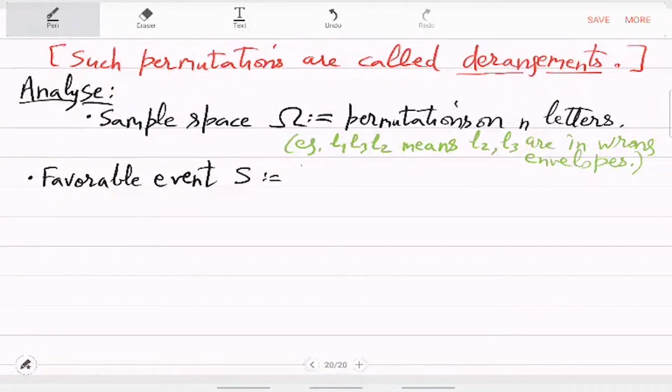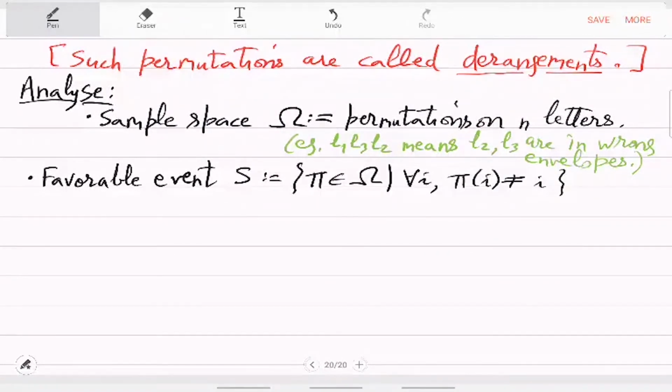Okay, next is events. So, events are just subsets of omega, and you are interested in the favorable event S, which are permutations pi where everything is wrong. So, for all i, pi(i) is not equal to i, right? Pi is a derangement. These are your favorable events for this calculation. You are interested in those assignments where every letter was wrong.